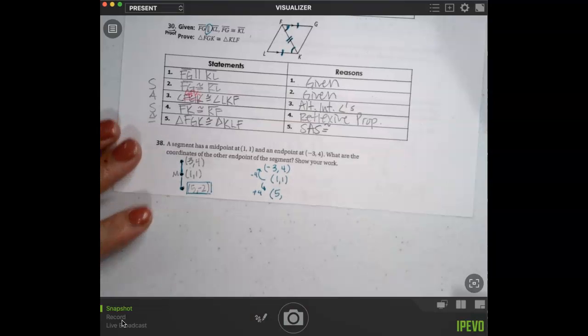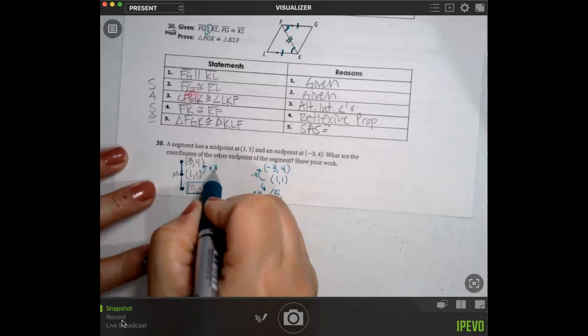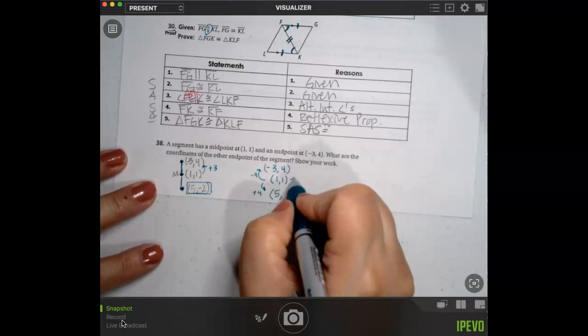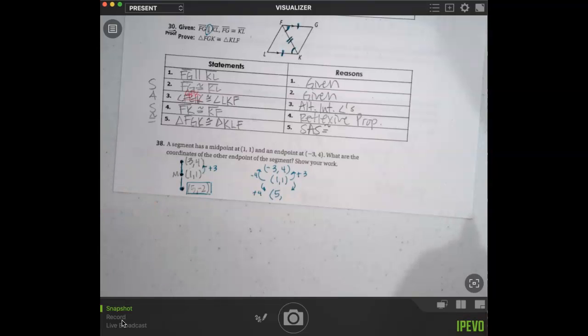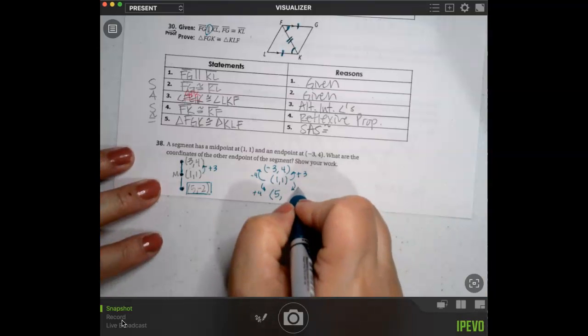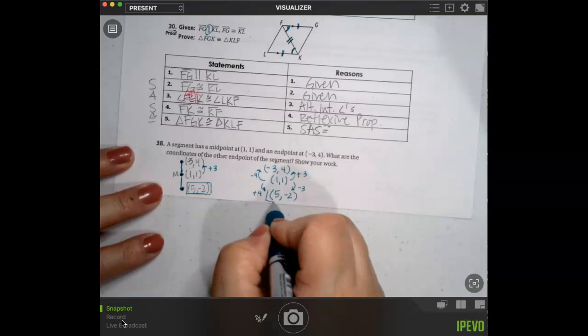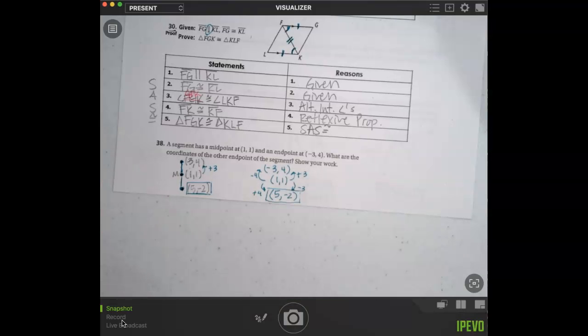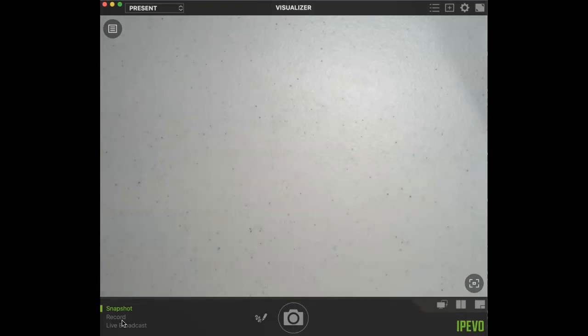And because it's a coordinate plane, 2-dimensional, we have to do that process twice. From 1 to 4, I add 3. Oops, let's do it over here. I add 3, so then to keep the same distance on the opposite side of my midpoint, I'm going to subtract 3. 1 minus 3 is -2. Okay, so there's lesson 4-2. Should be able to check that one off.